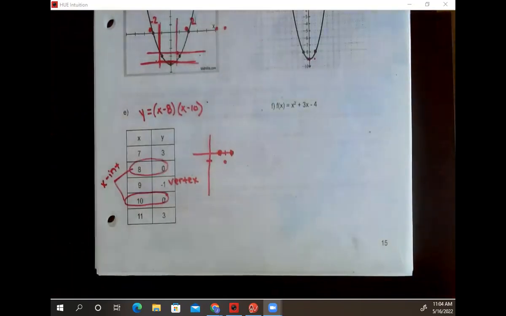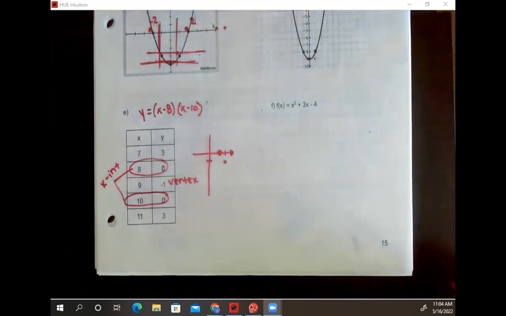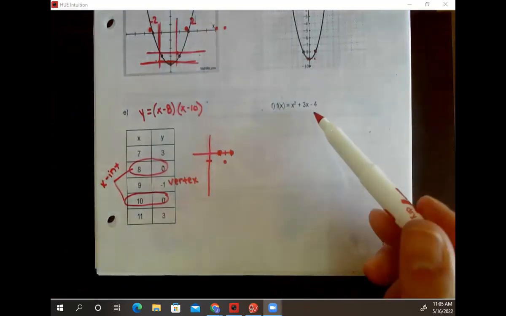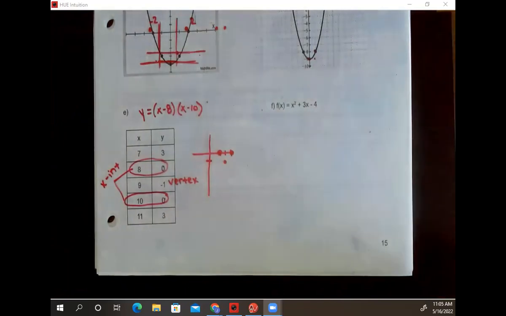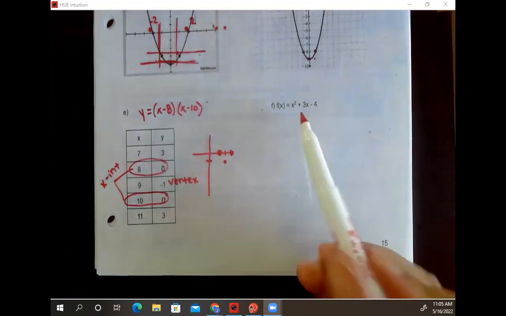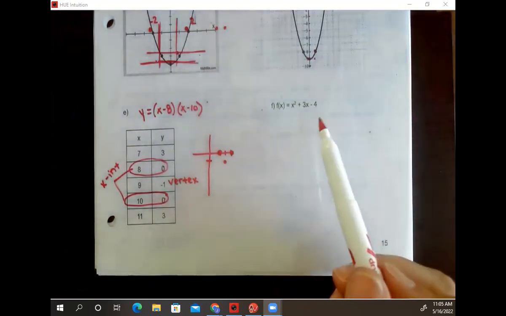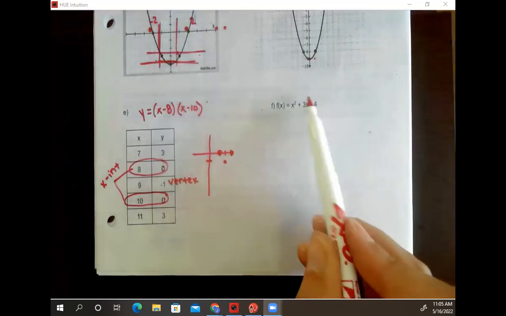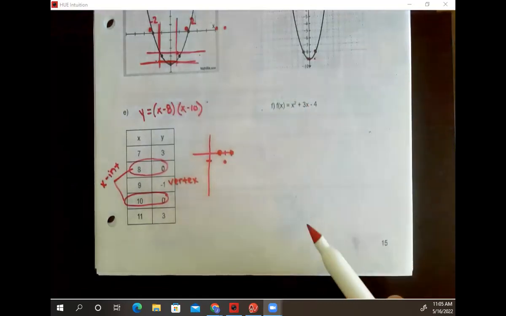And then finally for F, this is sort of a preview of what we're going to get to. We've got a standard form function here, and we want to write it in factored form instead. This is something that we practiced a lot in our quadratics unit, so this should be familiar. What we need to do to change from standard form to factored form is to factor our quadratic function. Remember, we always start factoring by looking for a greatest common factor, a GCF. Do I have one here? No, there's no value that I can divide all of these terms by.